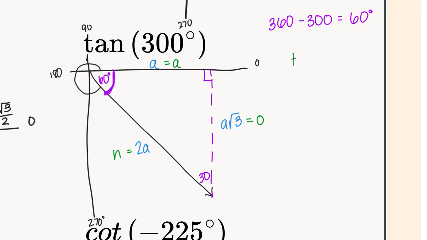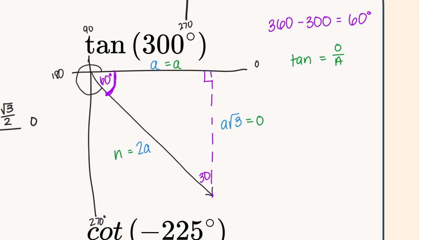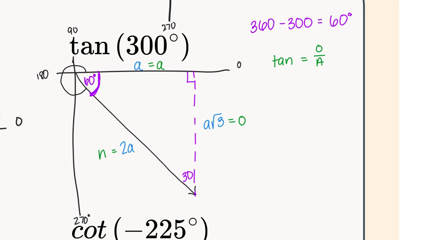So, I know tan is opposite over adjacent because I know the rule for SOHCAHTOA. Just writing it right here, SOHCAHTOA, and tan is opposite over adjacent. So now I'm going to look. My opposite side is A times the square root of 3 over my adjacent side, which is just A. If I simplify this, I'm going to get the square root of 3. Okay, almost done. One more step.